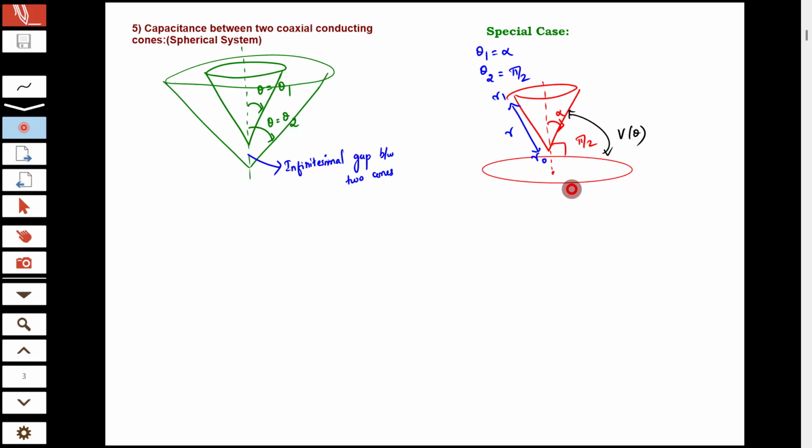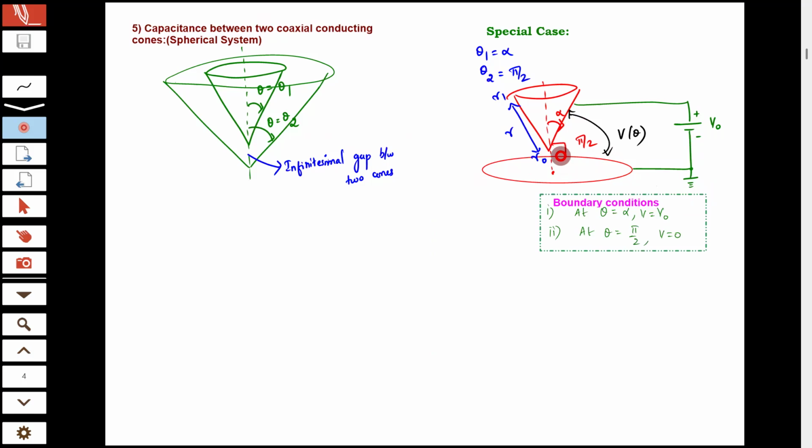Now we will be considering the Laplace equation and consider the boundary conditions also. We will be providing supply to these two plates, like the cone with an angle of alpha is connected to the positive terminal of the supply voltage V0, and this circular disc, which is having an angle pi by 2, is connected to the negative of the supply voltage, which is also grounded. Now we can write the boundary conditions for this case. For angle theta equal to alpha, potential V is V0, and at angle theta equal to pi by 2, potential V is 0.